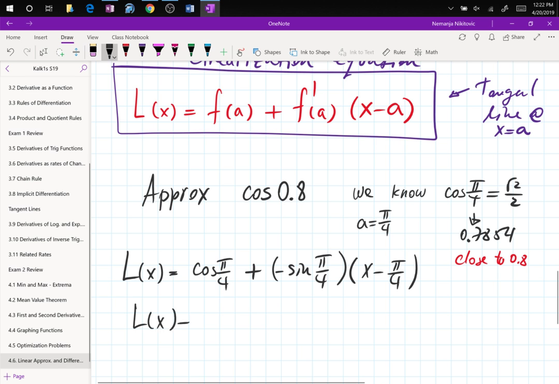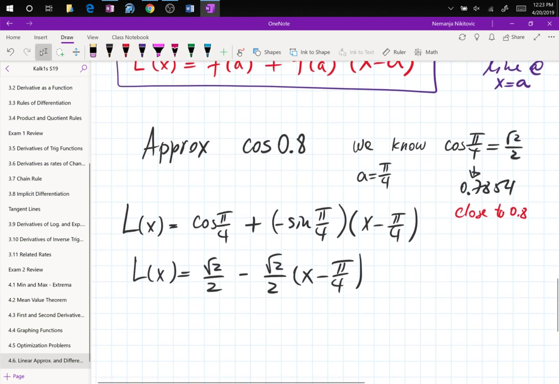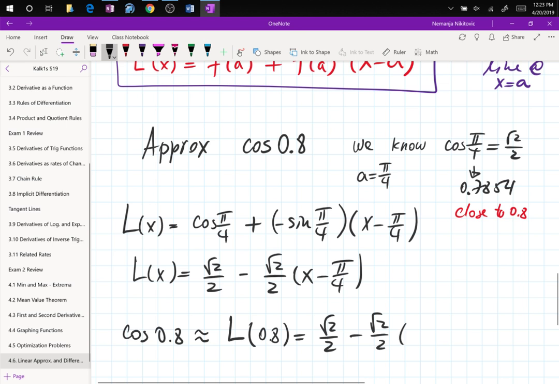So now L of x is equal to square root of 2 over 2 minus square root of 2 over 2 times x minus pi over 4. So this is the equation. You can go ahead and multiply these things out, but no one cares, because our cosine of 0.8 is approximately the same as L computed at 0.8. So now we have square root of 2 over 2 minus square root of 2 over 2 times 0.8 minus pi over 4, and whatever we get from this calculation, it will be it.